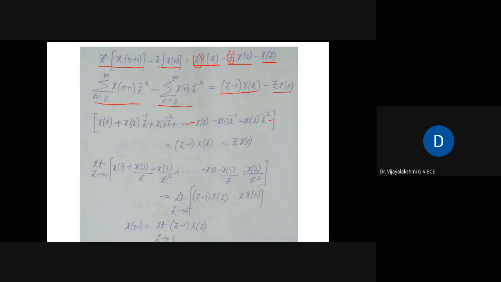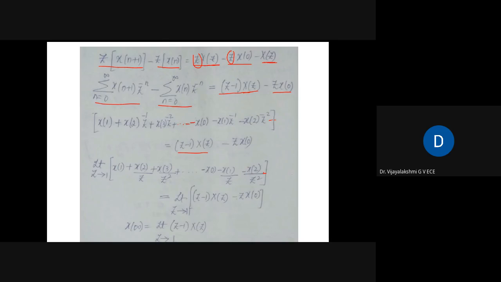On the right hand side, what I have is z minus 1 into X of z minus z into x of 0. Now, here we have all the negative powers, right? Z power minus 1, z power minus 2. So I can take them to the denominator. So I get x of 1 plus x of 2 divided by z plus x of 3 divided by z square, and so on, minus x of 0, x of 1 divided by z, minus x of 2 divided by z square, and so on.